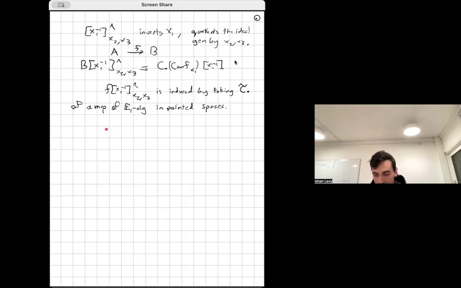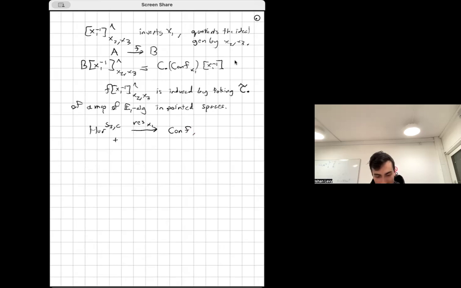And what that map is the following. So we're looking at this Hurwitz space for the group S3 and this conjugacy class, and we just add a disjoint base point to it to think of it as a pointed E1 algebra in pointed spaces. And now there's a restriction map that goes to the configuration space.